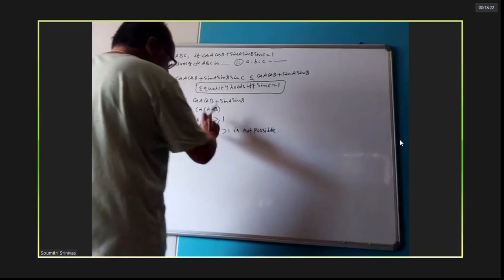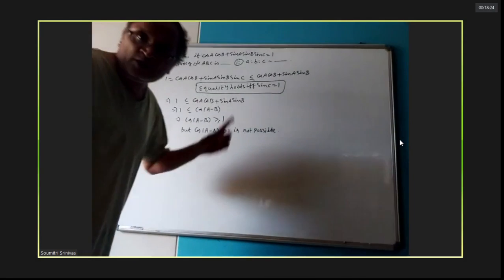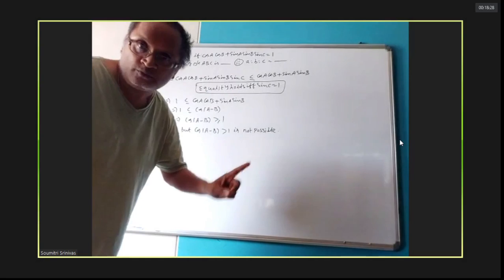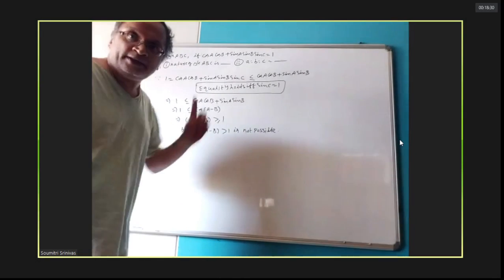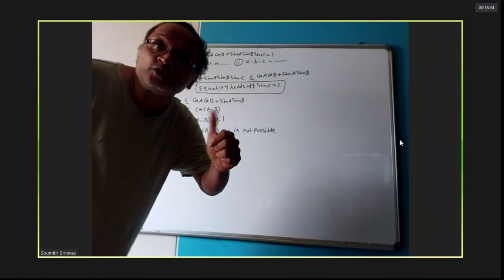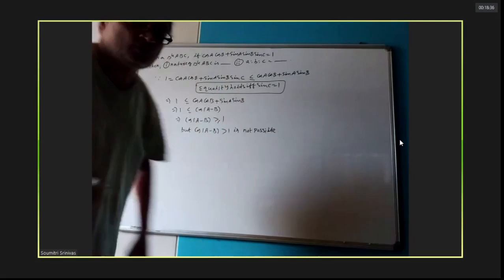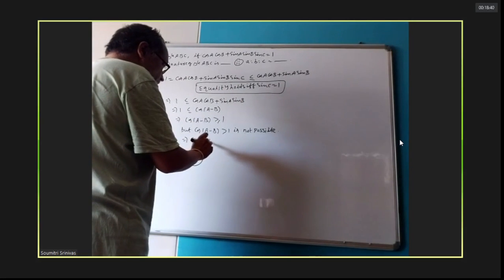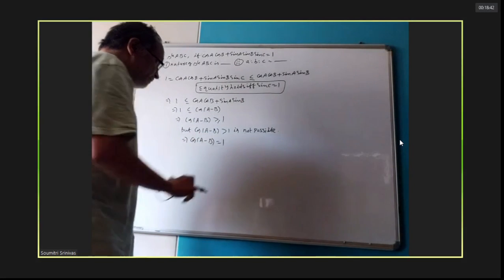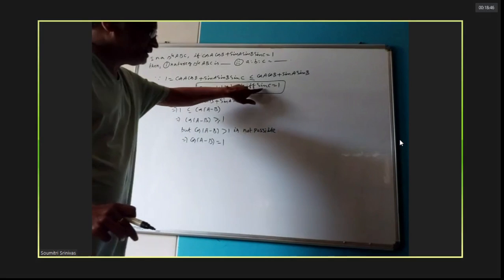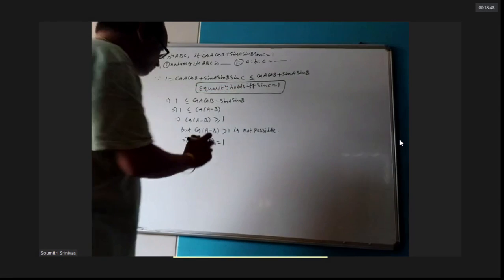So in these two, you have two possibilities. One is greater than, one is equal to. Greater than is not possible. So what's the only possibility? Equal to. That means equal to is happening. When will equal to happen? Sin C is equal to 1.